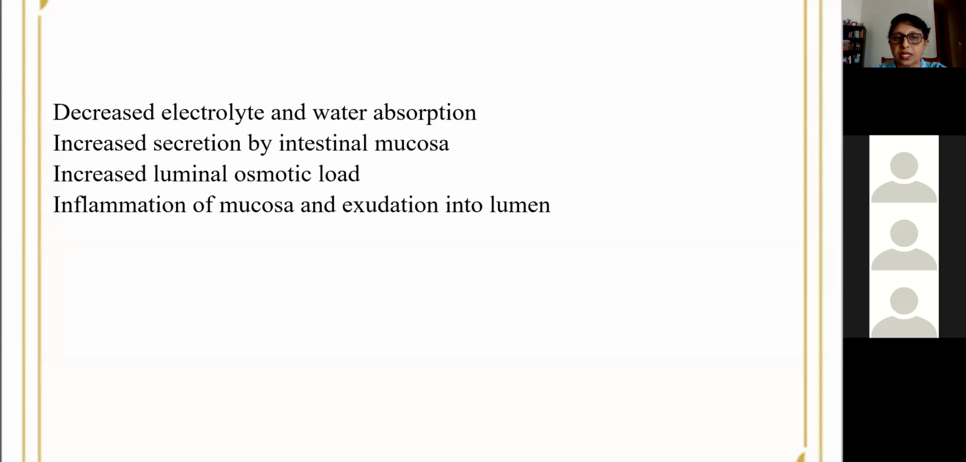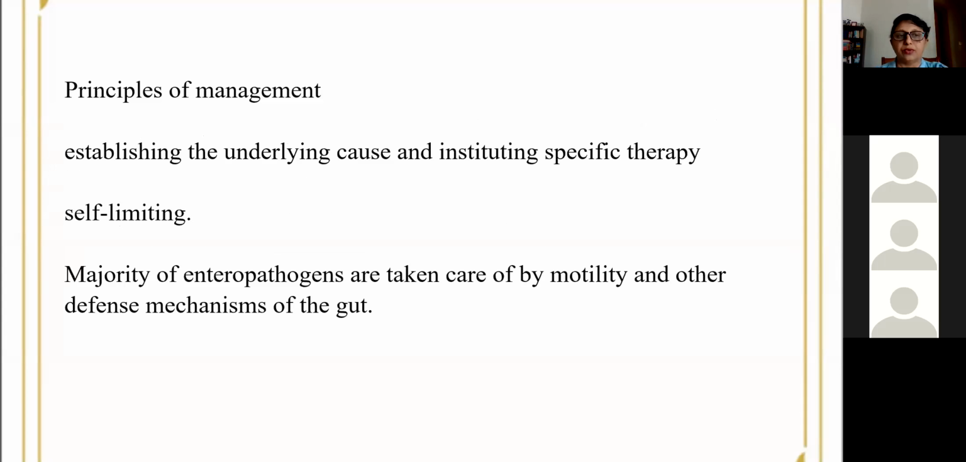There will be decreased electrolyte and water absorption, increased secretion by the intestinal mucosa, increased luminal osmotic load, and inflammation of mucosa and exudation into the lumen. So these are all self-explanatory, no need to discuss.